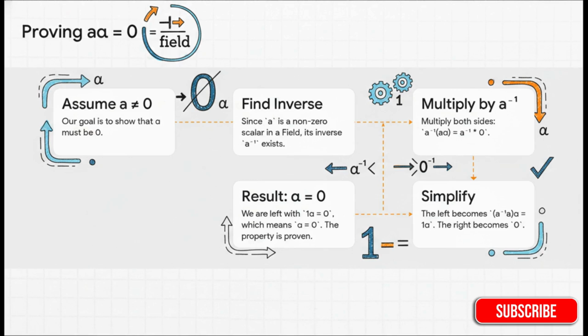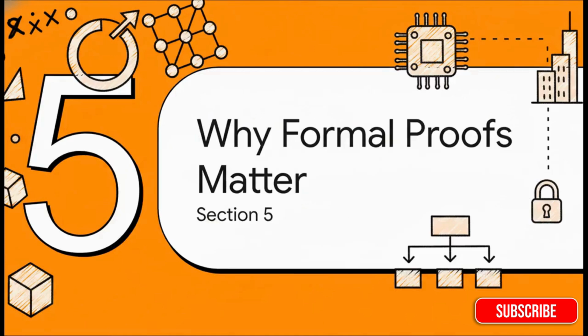On the left, the a and its inverse cancel out, just leaving us with 1 times alpha. And on the right, we already proved that anything times the 0 vector is just the 0 vector. So we're left with 1 times alpha equals 0. And our rule book says that 1 times any vector is just the vector itself. So alpha must be 0. We proved it.